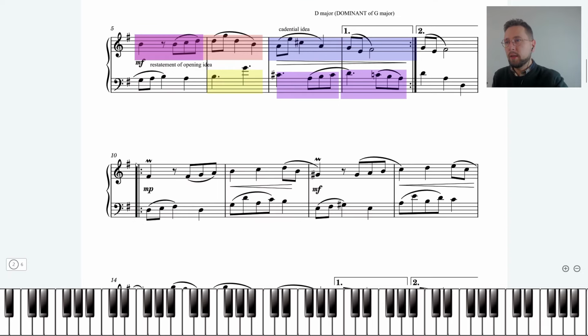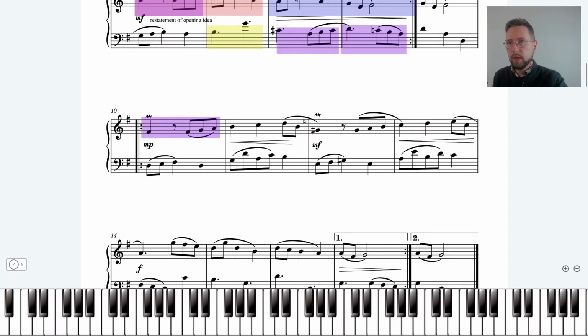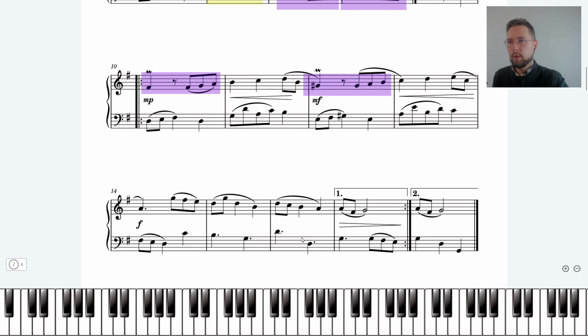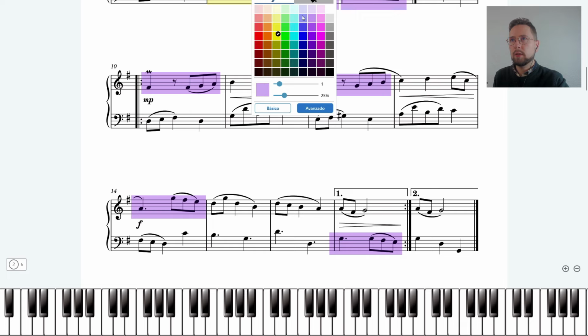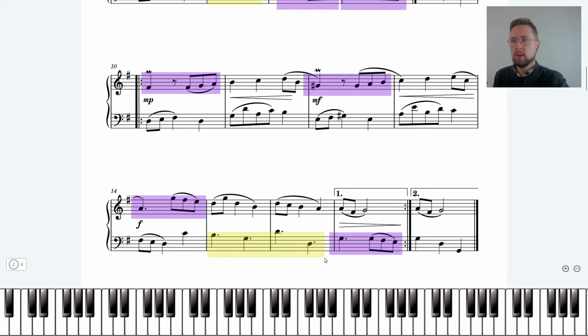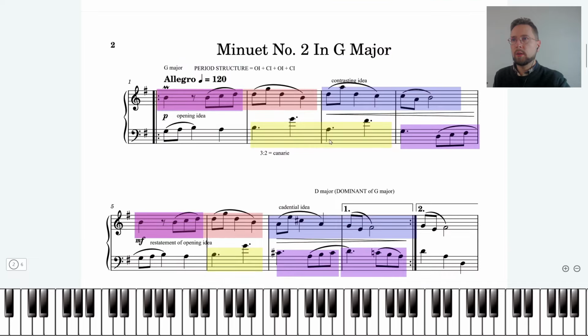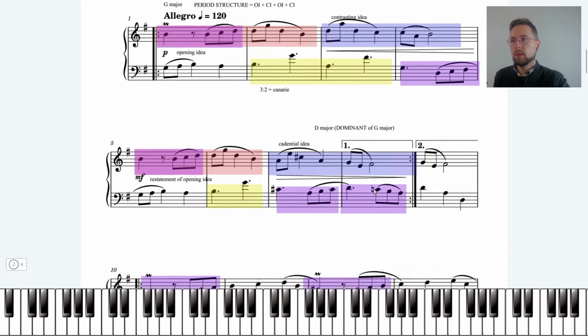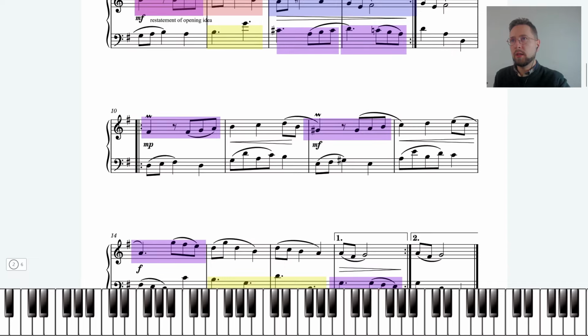And then in the second part, we do get this rhythm again. So let me highlight it. And then we have here this yellow rhythm. So that would be the purple one. And then we have the yellow with the dotted quarter notes. All right, so that would be pretty much the motivic logic behind it.